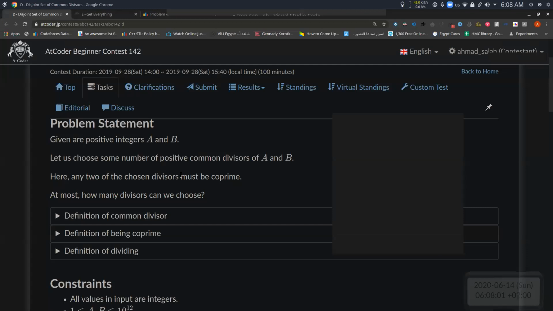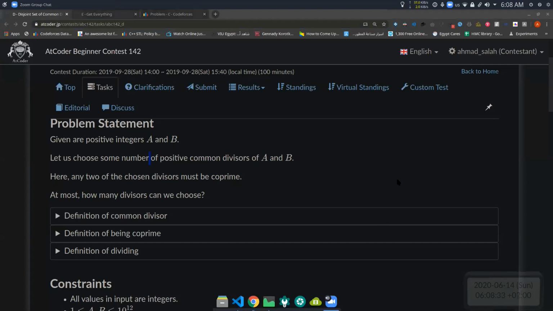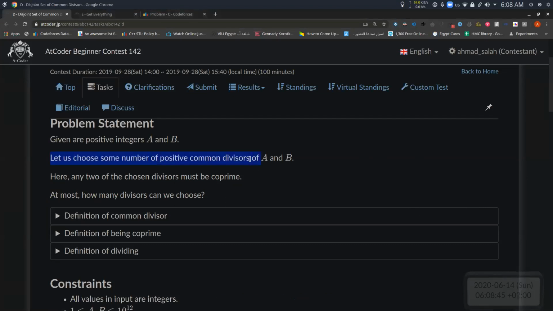The second problem was disjoint set of common divisors, right? What was the title of the second problem? So here's the second problem. I'll send the link again, but we don't want to send many links. It's on the AtCoder site. So open the second problem and read it carefully.